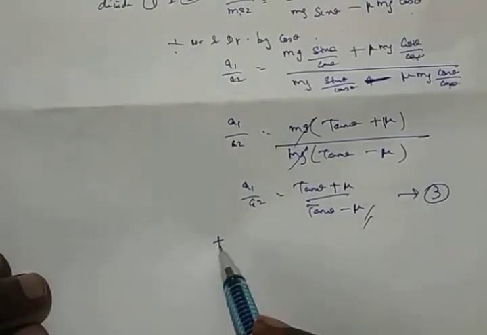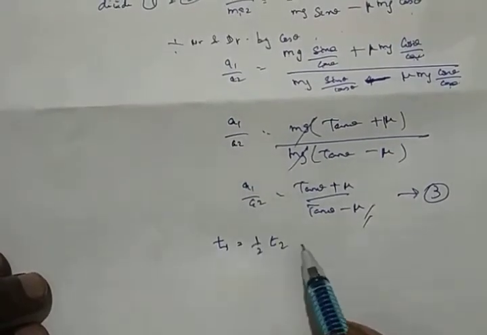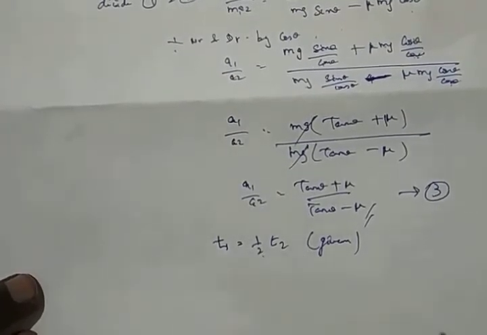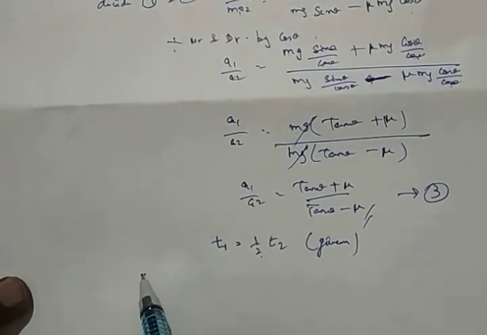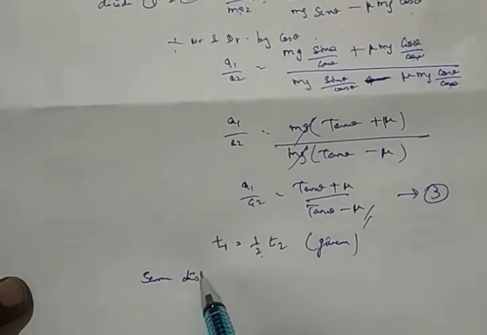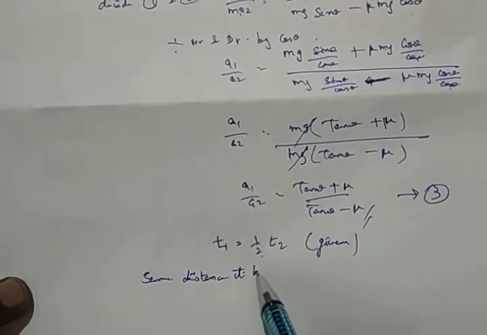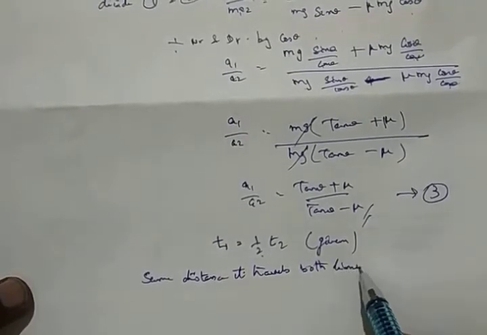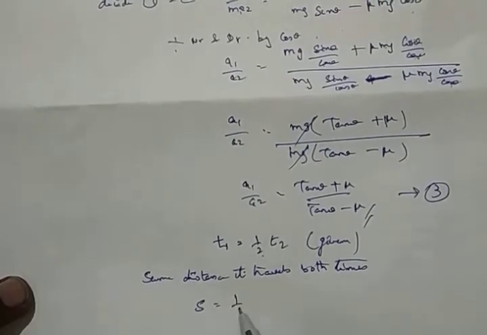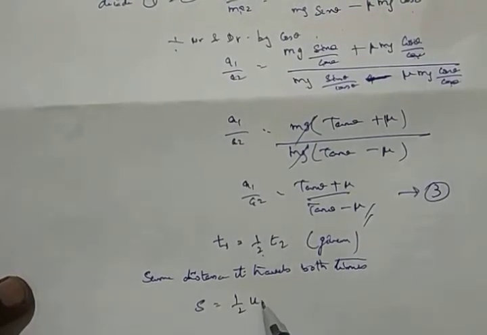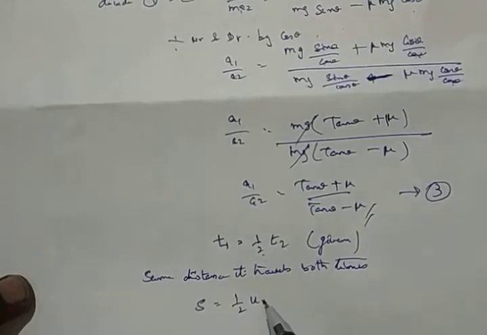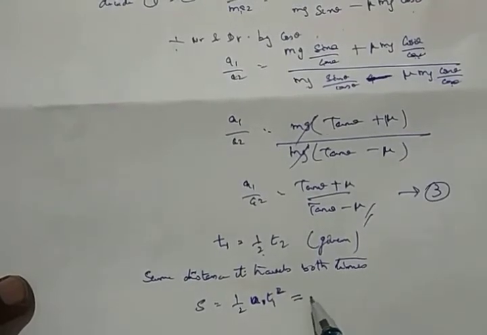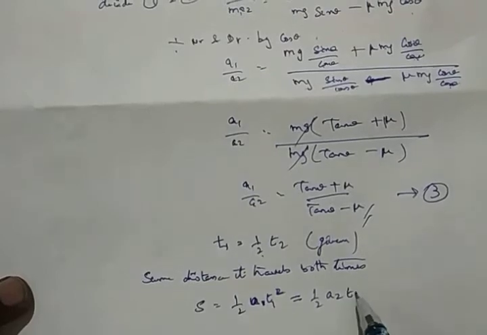So t1 is equal to half t2, given. The time of ascent is equal to half the time of descent. So it is given here. Both times it travels the same distance. That means S is equal to ut plus half at square, so half a1 t1 square is equal to half into a2 t2 square.